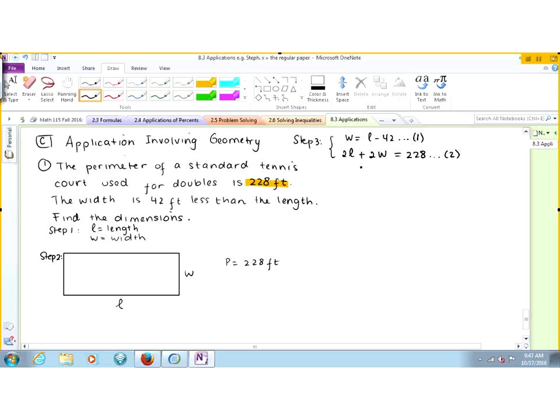Now, these are basic geometric formulas you need to remember. Okay, can you solve it? I'm going to give you some time. Okay, guys, solve it. Solve it. So this is easier if we use substitution.